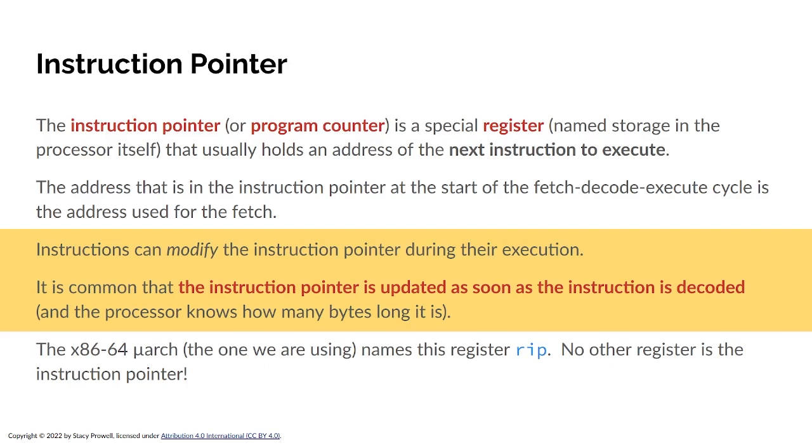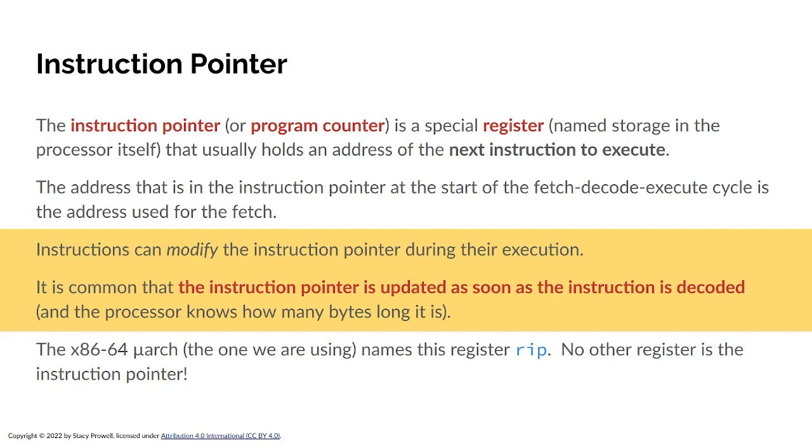And it is very common that the instruction pointer is updated as soon as the instruction is decoded. So the processor decodes the instruction, and then it updates the instruction pointer. That happens on the x86 because the processor doesn't actually know how many bytes long the instruction is until it decodes it. We'll see that in more detail a little later. But once it does, it can then change the instruction pointer to point to the address of the following instruction.